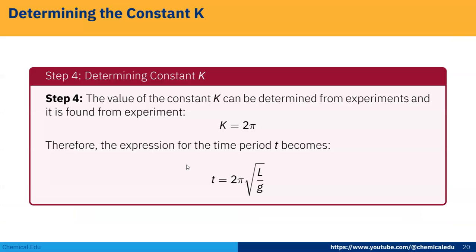Now determining the constant k. The value of the constant k can be determined from experiment, and it is found from the experiment that k is equal to 2 pi. So the expression for the time period T becomes T is equal to 2 pi root over L by g.